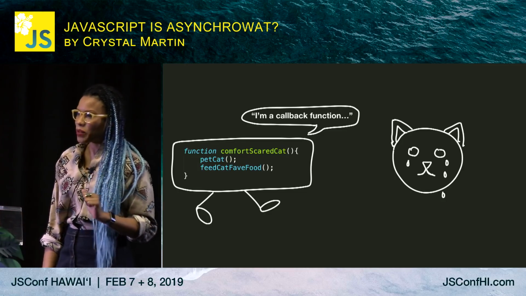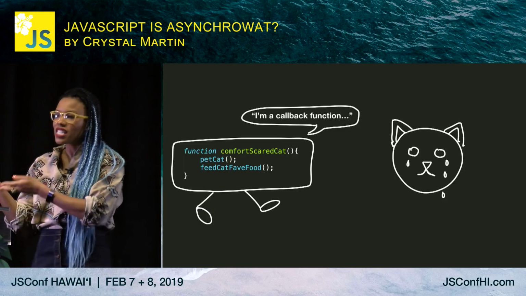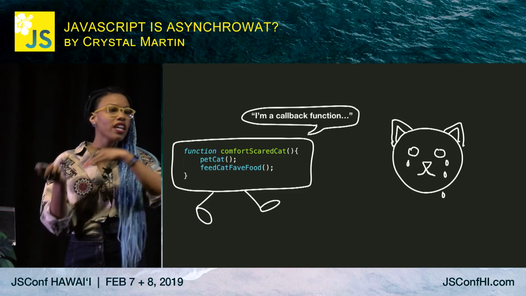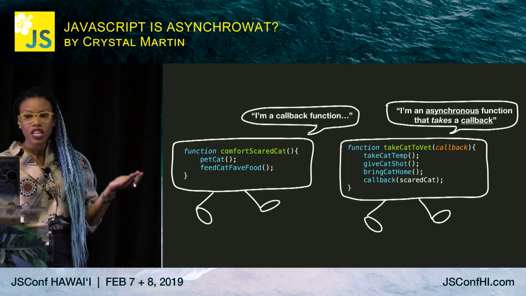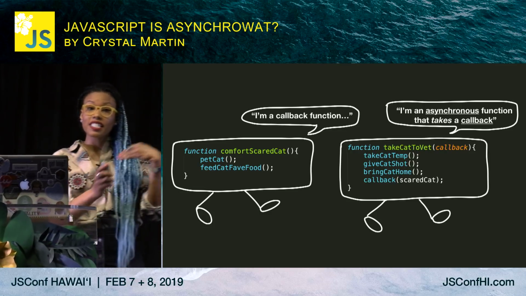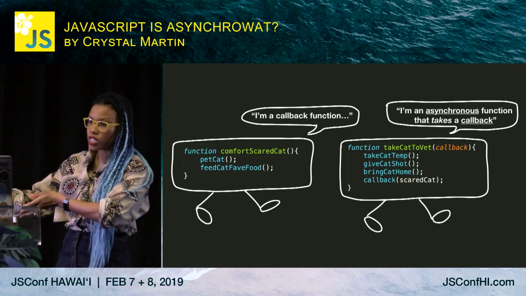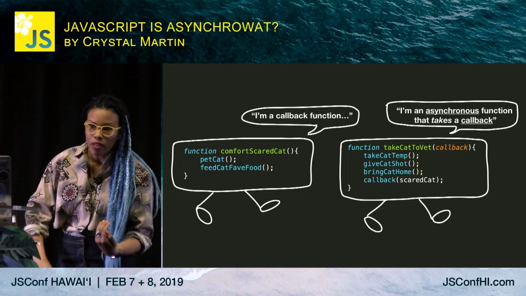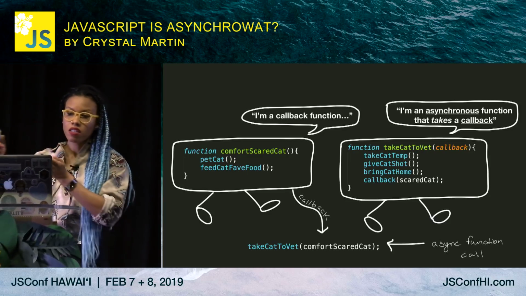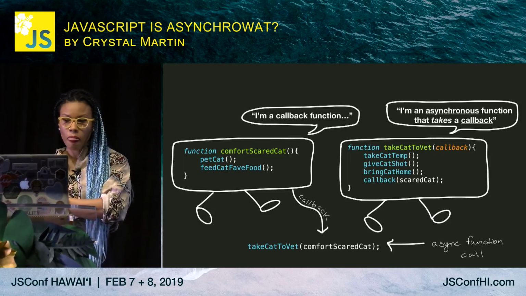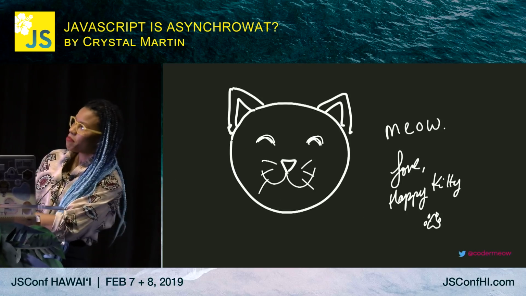So to give you a little example here, this is a callback function. If I take a scared kitty to the vet, I need to comfort it when it comes back. And so I have an asynchronous function here called take cat to vet, where the kitty gets his temperature taken, gets a shot, and then is brought back home. This is the asynchronous function that takes a callback as an argument. So as you see here, the callback function gets passed by reference to take cat to vet, so the frightened kitty gets some TLC after visiting the big bad vet. Picture of happy kitty.